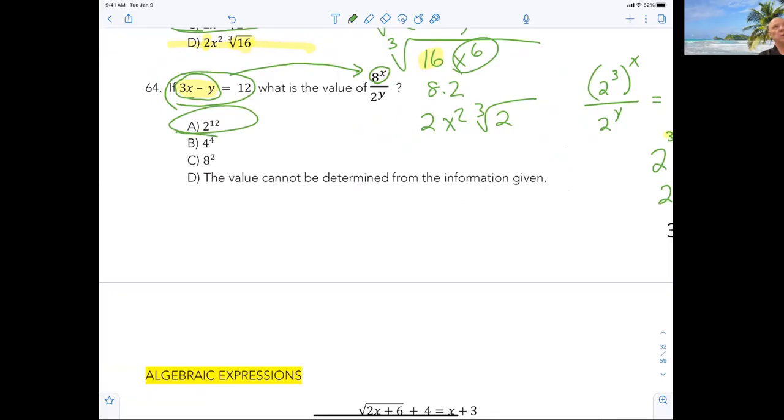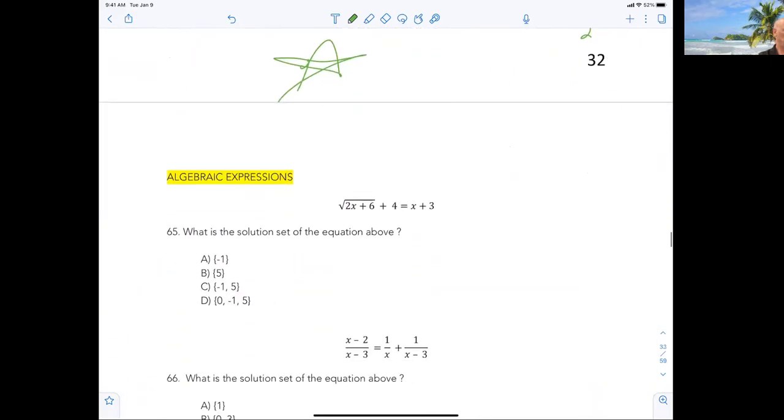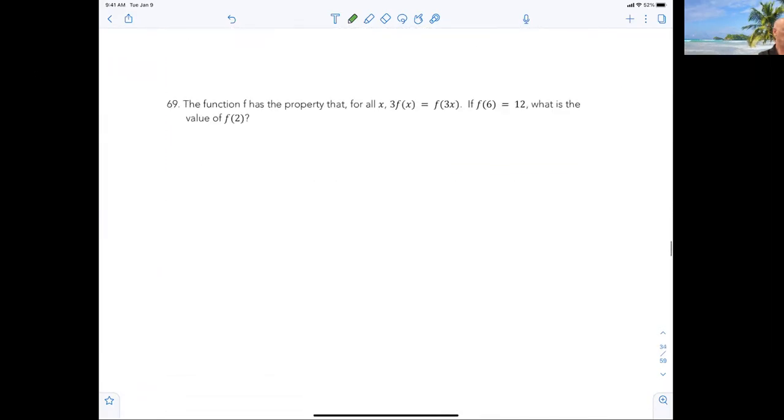That's a fancy little tricky question. All right. Very tricky. That's a really good problem to review. Really good problem to review. All right. Now let me see how much.